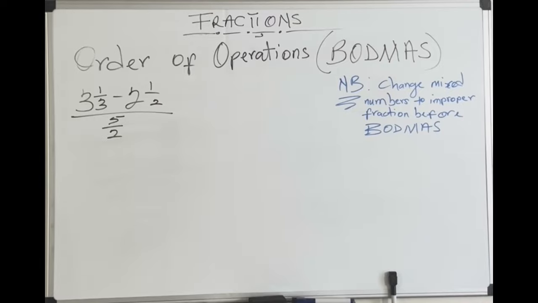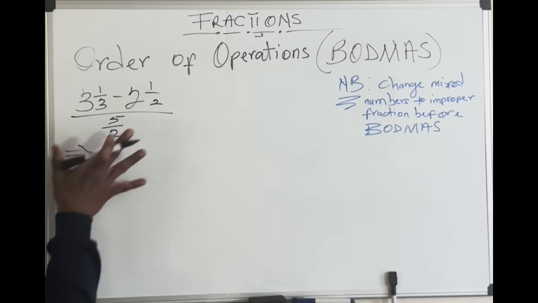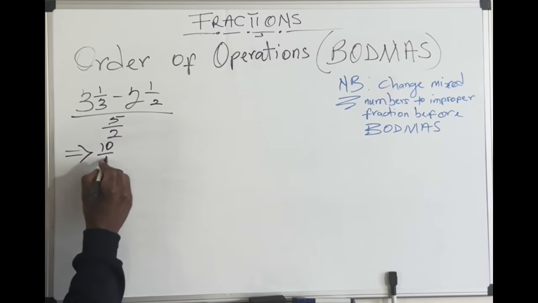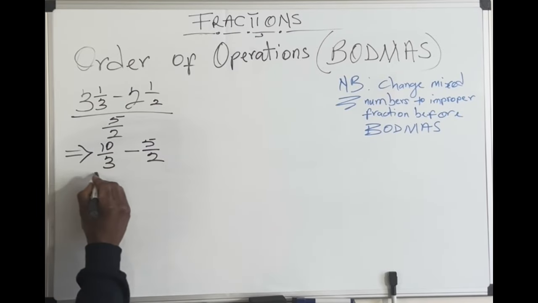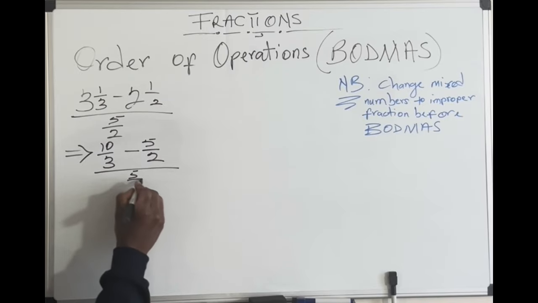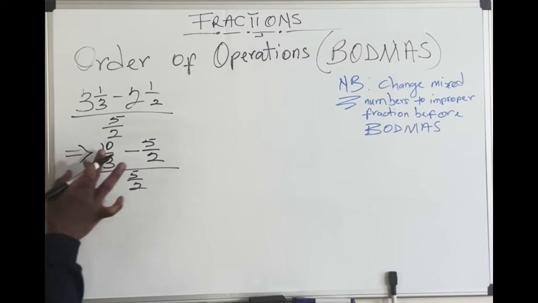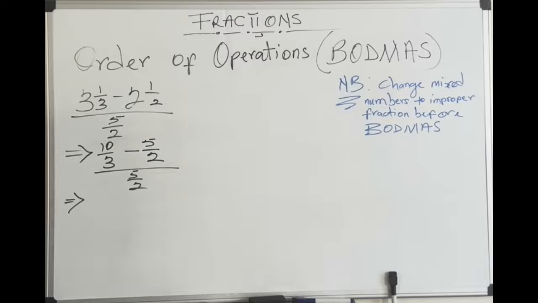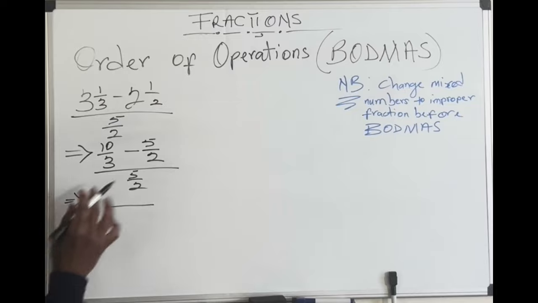We have a question on the board. Let's work it out. So 3 whole number 1 over 3, we change all mixed numbers to improper fractions before we continue. 3 whole number 1 over 3 is 10 over 3, minus 2 whole number 1 over 2, which is 5 over 2, divided by 5 over 2. Okay, so we are working 10 over 3 minus 5 over 2, and then we'll come to the 5 over 2. Okay, all right, so we find the LCM, which is 6.